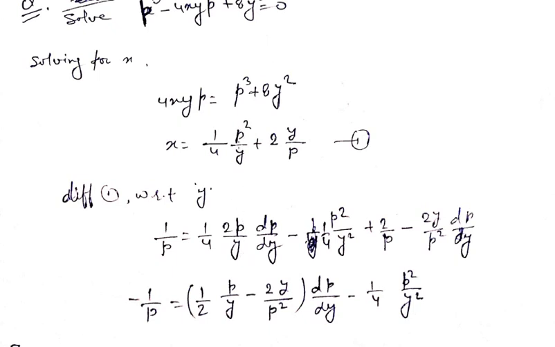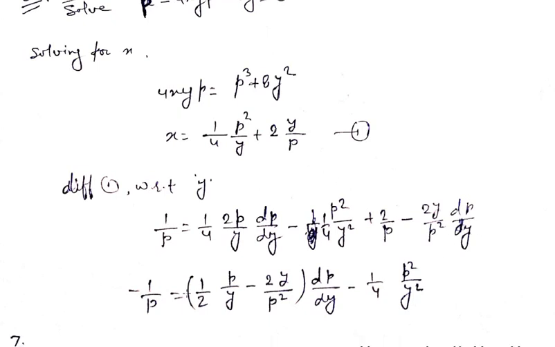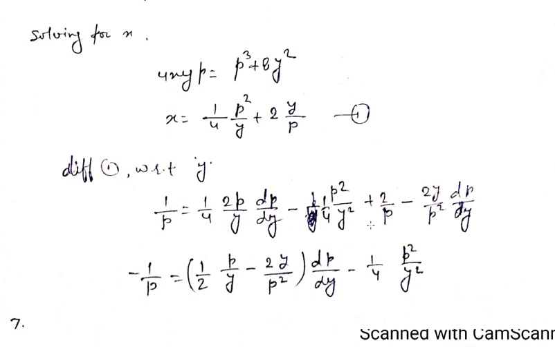as a coefficient. And the derivative of 1 upon y is minus 1 upon y square, and 1 upon 4 p square taken as coefficient, plus the derivative of y is 1, so it becomes 2 upon p, and the derivative of 1 upon p is minus 1 upon p square dp upon dy. Now from here, 1 upon p and 2 upon p, so in the left hand part we have a term minus 1 upon p, and in these two terms taking dp upon dy common, we get 1 upon 2 p upon y minus 2y upon p square dp upon dy, and this is the remaining term which is minus 1 upon 4 p square upon y square.